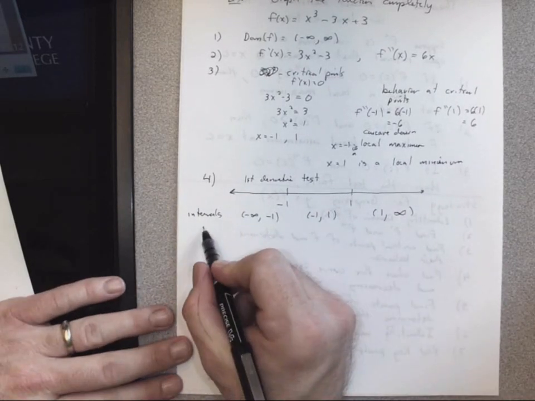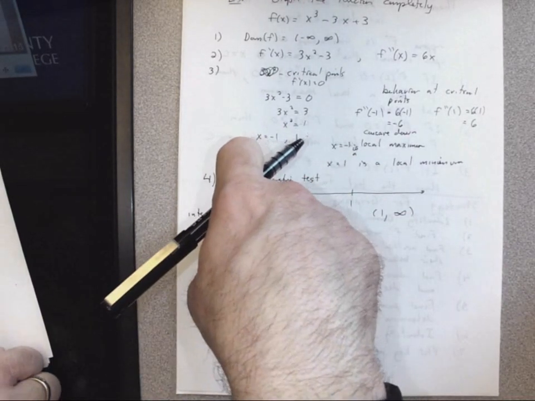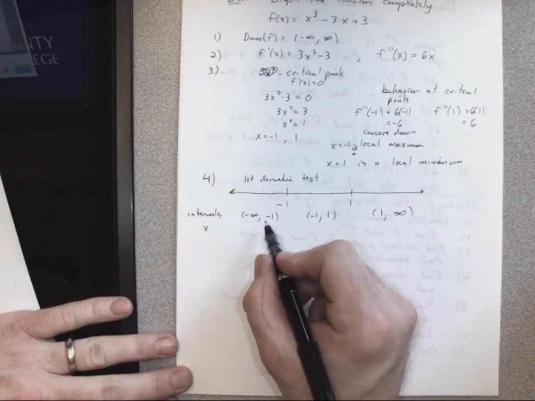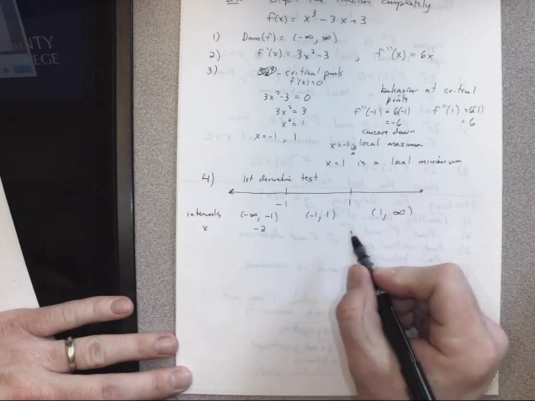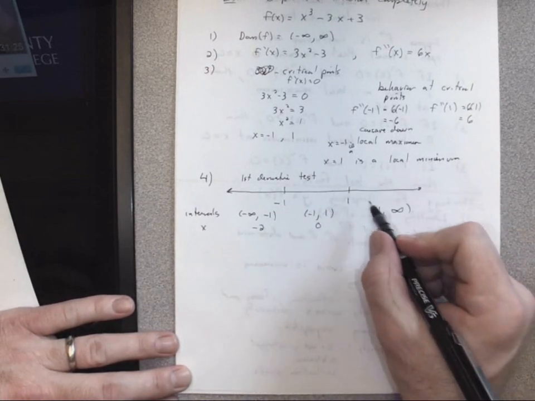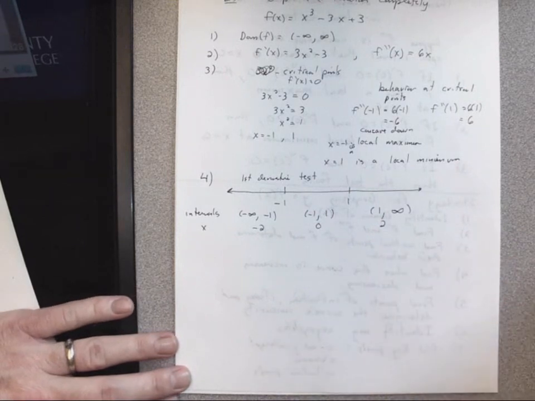Now we're going to pick an x value and determine if it's increasing here, decreasing here, and so on for each interval. So I'm going to pick a number that's one integer below it, so -2. I'm going to pick 0 because it lives in that one, and then I'm going to pick one integer above, so 2, the next integer.